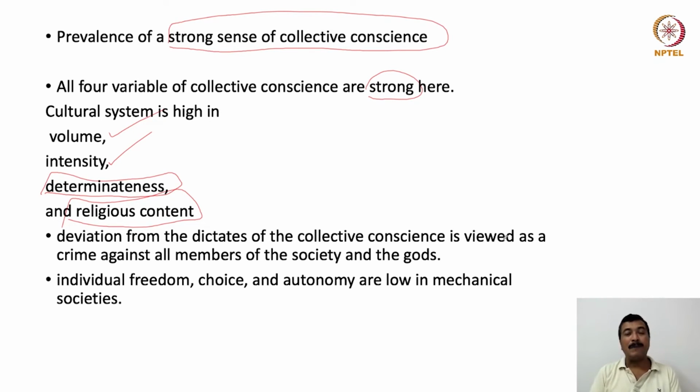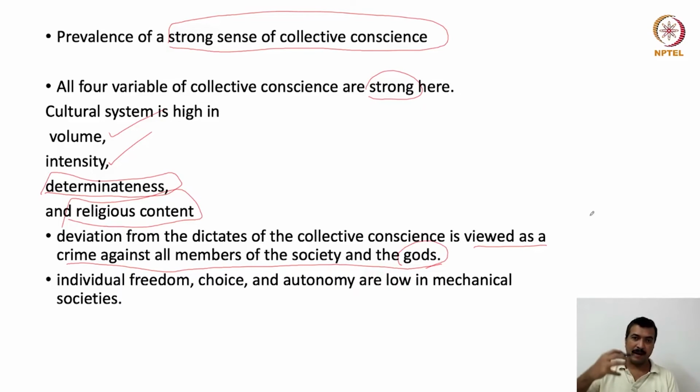Then, what happens when people move away from or violate this collective conscience? Deviation from the dictates of this collective conscience is viewed as a crime against all members of the society and gods. So any violation will be seen as a crime against all members of the society and also of the god, because it is very high in terms of religious content.